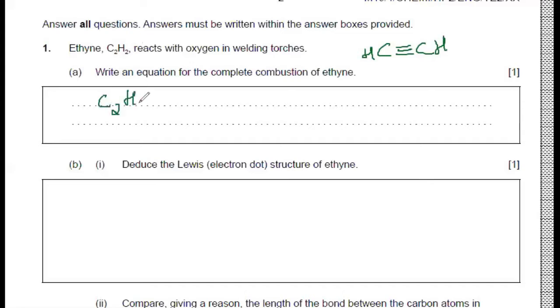Now C2H2 reacts with oxygen. When we say complete combustion, it means that there is a sufficient supply of oxygen so that the complete carbon-hydrogen bonds are broken. Carbon gets converted to carbon dioxide, hydrogen gets converted to water. When we balance this equation, here there are two oxygens, here there is only one oxygen. So 2 plus 1 is 3, and out here there are two oxygens. So oxygen is not balanced. Coming to carbon, that is also not balanced. Here it is 2, but here there is 1. Hydrogen, of course, is balanced.